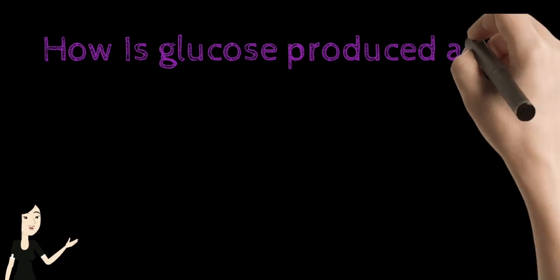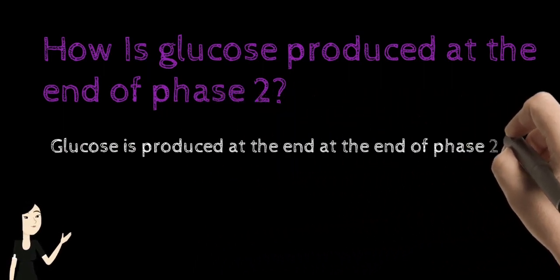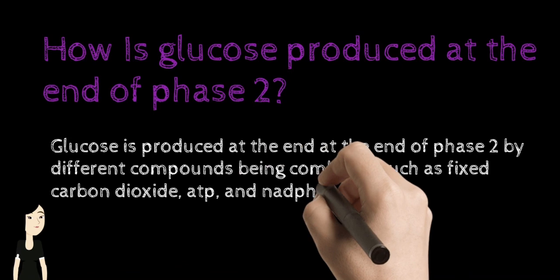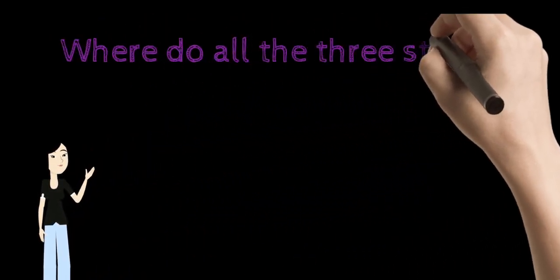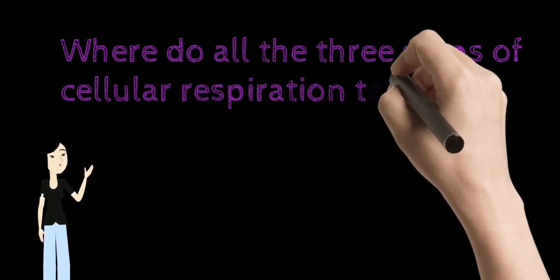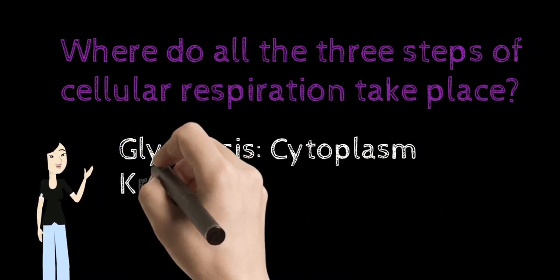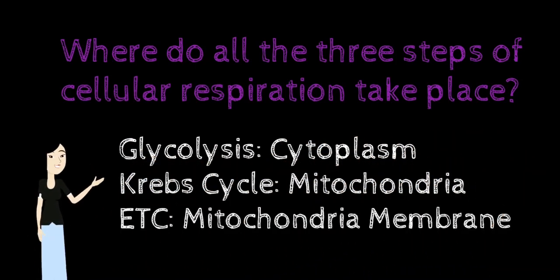How is glucose produced at the end of phase 2? Glucose is produced at the end of phase 2 by different compounds combining, such as fixed carbon dioxide, ATP, and NADPH. Cellular respiration. Where do all of the 3 steps of cellular respiration take place? Glycolysis takes place in the cytoplasm, Krebs cycle in the mitochondria, and ETC in the mitochondria membrane.